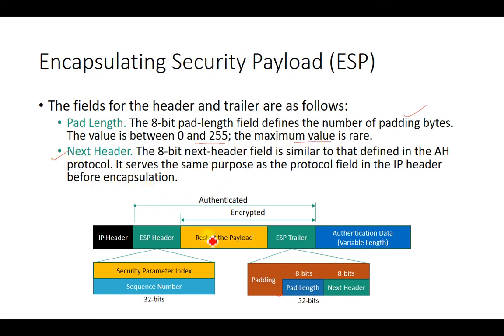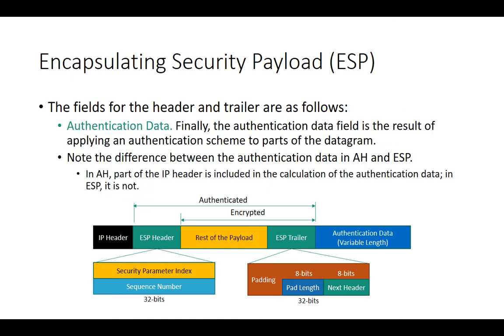Then the next part is your next header. I have already talked about this. The next header contains the value of the protocol field in the IP header, like 6 will be transferred over here. The 8-bit next header field is similar to that defined in the AH protocol. It serves the same purpose as the protocol field in the IP header before encapsulation. So if the protocol field contains some number, that number will be transferred to the next header, and the value of the protocol field in the IP header will be converted into 50.